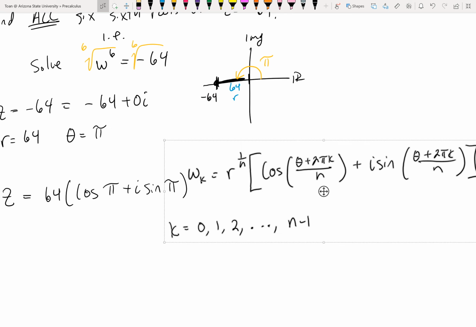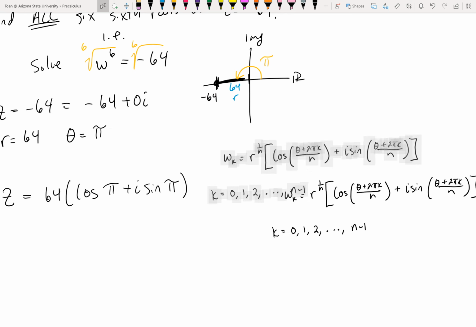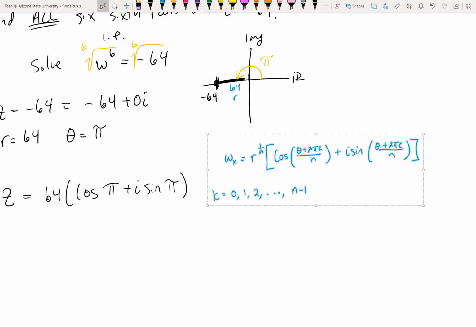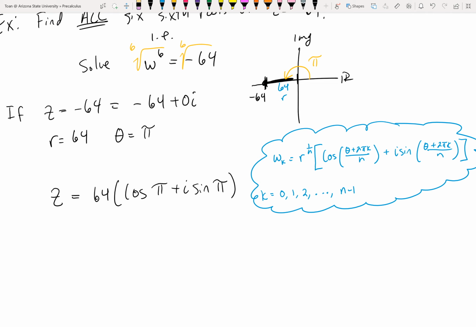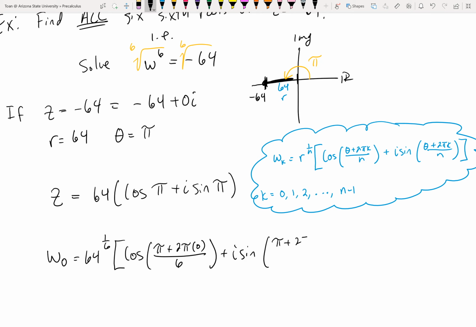Okay. Just as a quick reminder, let's remember the formula. I'm going to change the color to blue. So remember, this is the formula. Let's find the six roots. Let's make all the k's into 0. W sub 0 equals r, which is 64, raised to, since I'm doing the sixth root, 1/6, times cosine of theta, which is pi, plus 2 pi times 0 over 6, plus i sine, same thing, pi plus 2 pi times 0 over 6. So that is the first root.